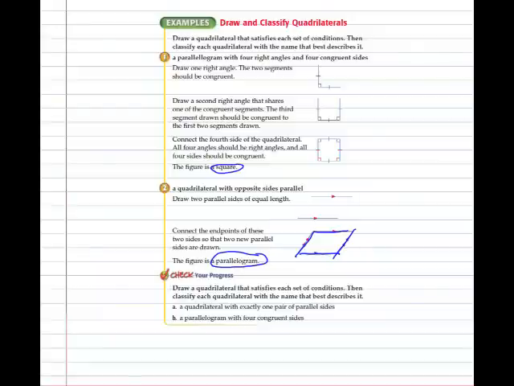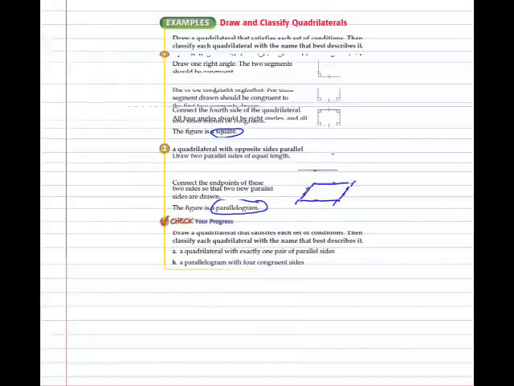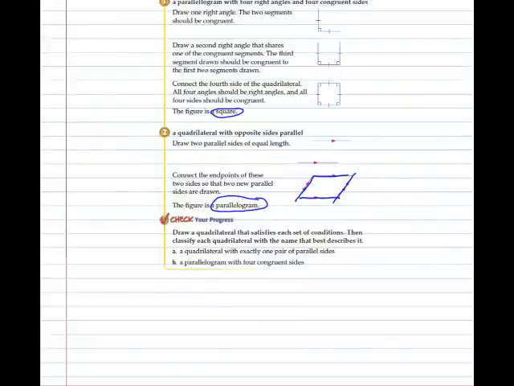Draw a quadrilateral that satisfies each set of conditions, then classify each quadrilateral with the name that best describes it. We're going to use our polygon tool here. A quadrilateral with exactly one pair of parallel sides. That would look something like this. You can see that the top and bottom sides are parallel. The left and right are not. We would classify this as a trapezoid. If you go back and look at the hierarchy, you can see that.